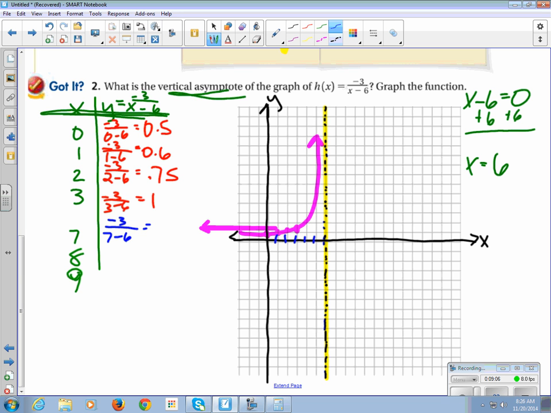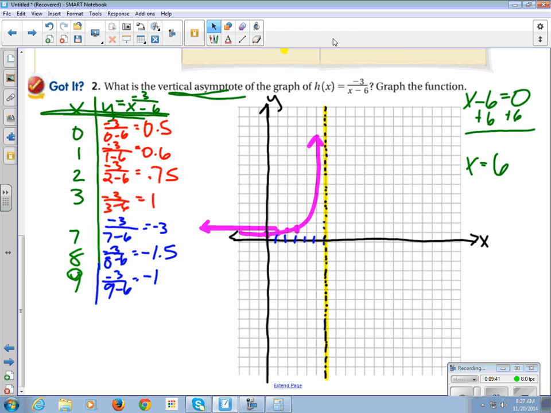-3 divided by 7 minus 6. Actually, no, this one. This is -3. 8 minus 6 is negative, I'm sorry, yeah, negative 1.5. -3 divided by 8 minus 6 is -3 divided by 2, which is negative 1.5. Last but not least, we got -3 divided by 9 minus 6. So -3 divided by 3, which is -1.